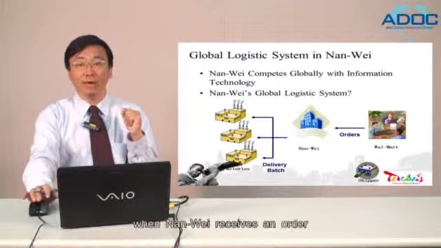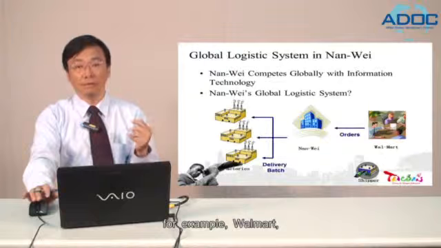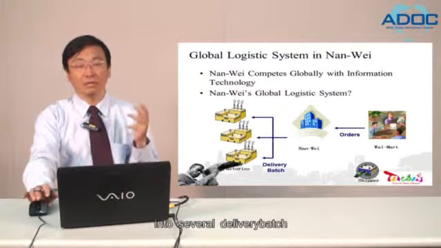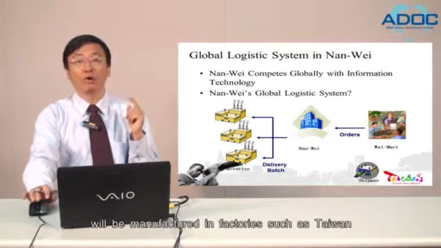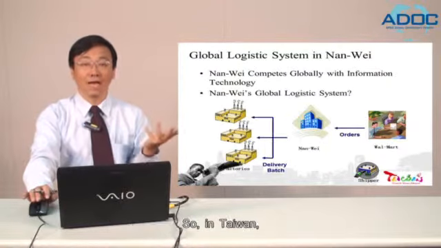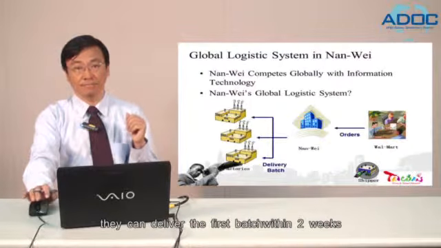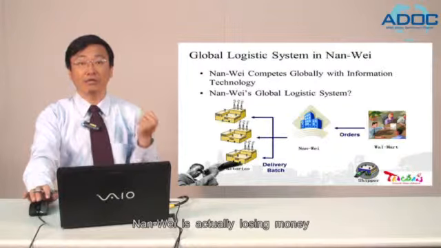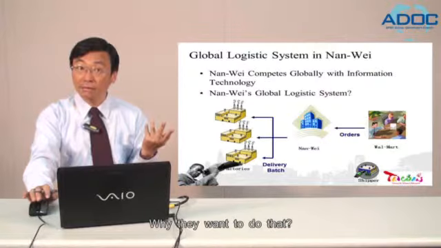And every time Nanwei receives an order from their customers, for example, Walmart, Nanwei will separate that order into several delivery batches. The first batch, which has to be quick, will be manufactured in factories such as Taiwan. So in Taiwan, they can deliver the first batch within 2 weeks. And actually, for this first batch, Nanwei is losing money. Why do they want to do that?